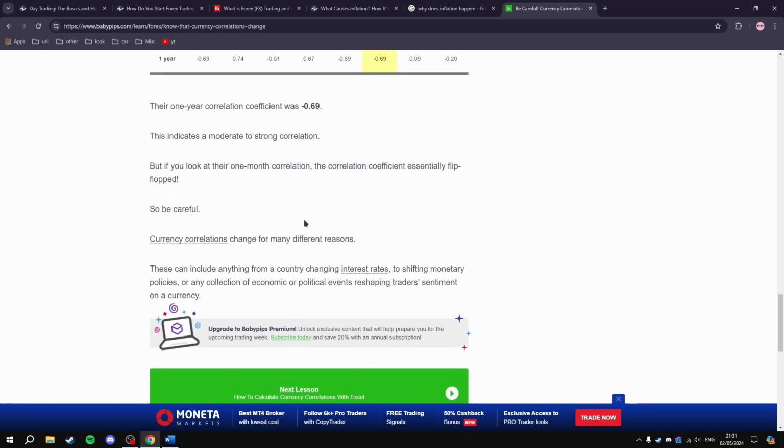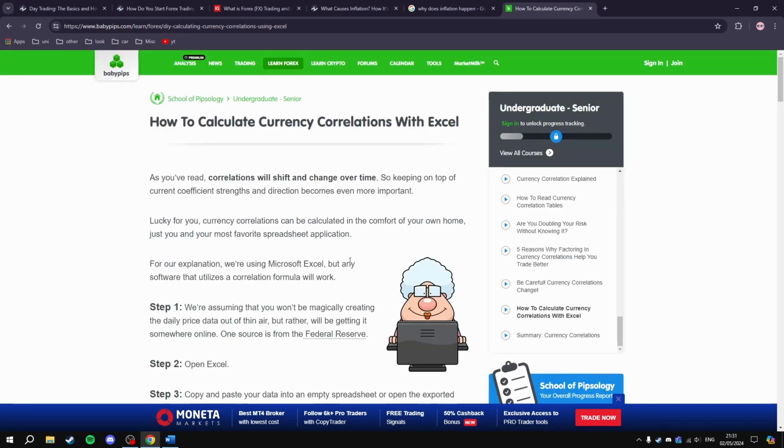Currency correlations change for many different reasons as well. These include anything from a country changing its interest rates, to shifting monetary policies, or any collection of economic or political events reshaping the trader's sentiment on a currency. So now we're on to how to calculate currency correlations with Excel.